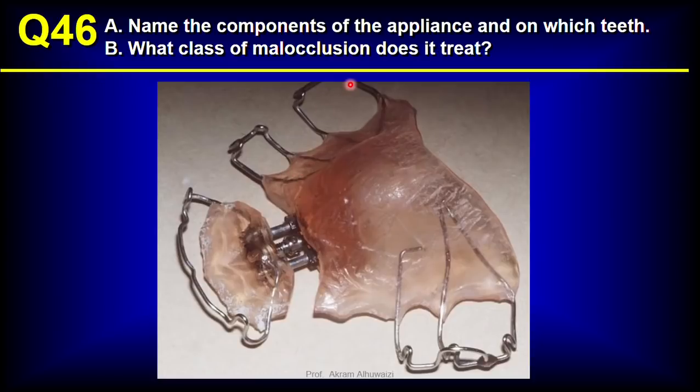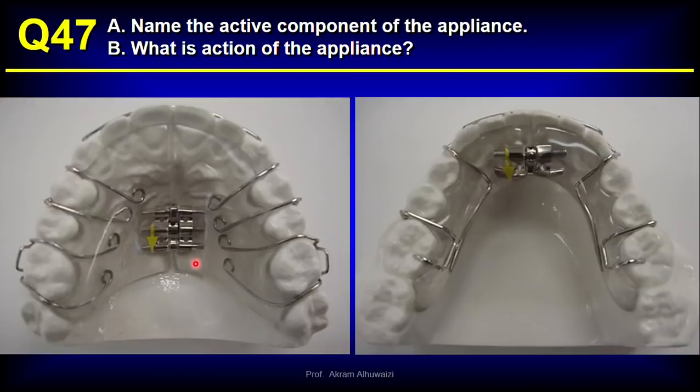Which class of malocclusion does it treat? It proclines the upper incisors forward, so it treats class 3 malocclusion. Name the active components of the appliance, and it's just the mid screw. Name what's the action of the appliance? It expands the arch laterally.